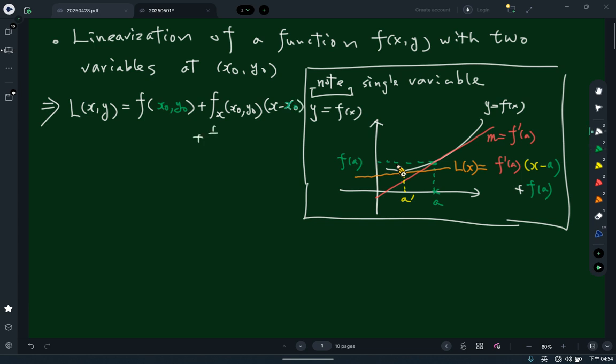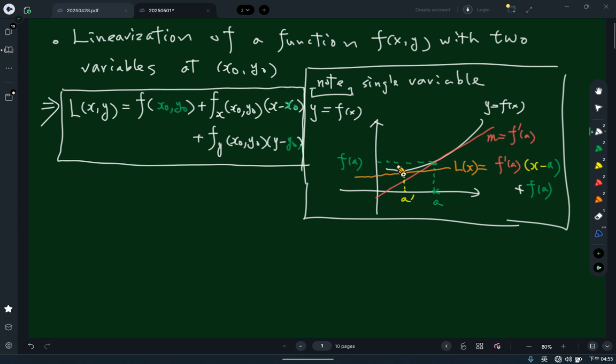Then plus partial f partial y at (s0, y0) times (y minus y0). So this is the linearization for a function which contains two variables at (s0, y0). You can also understand that if we ignore y, you can see they are the same. If you reduce two variables to a single variable, it will be the same. Okay, this is one point.